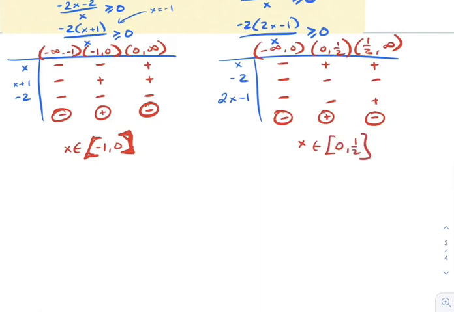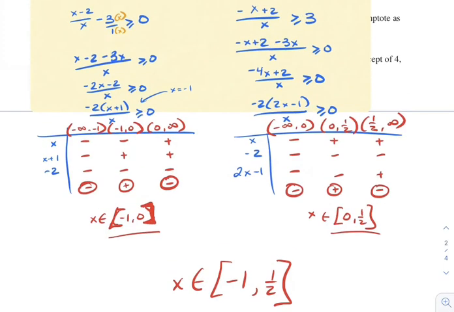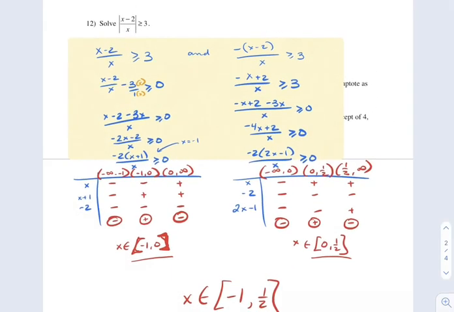So if I combine these, from -1 to 0 and from 0 to 1/2, that means it's got to be everything from -1 to 1/2. It includes 0 in it as well. That's why we don't have to stop at 0, because it's greater than or equal to 0. That's our interval for that one. That's 12. Continue on here.